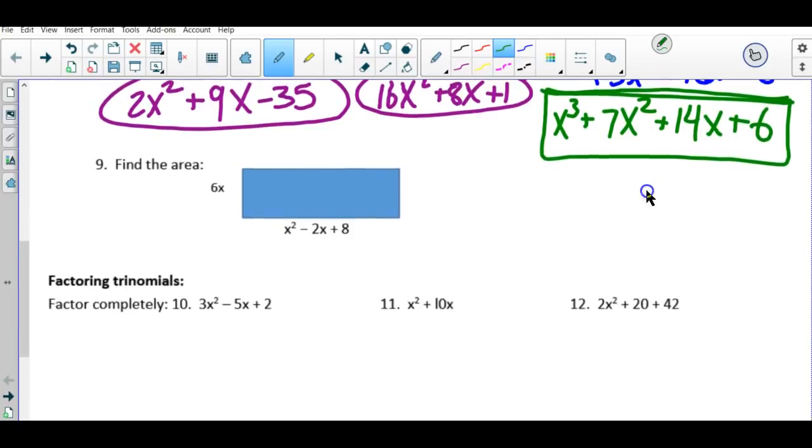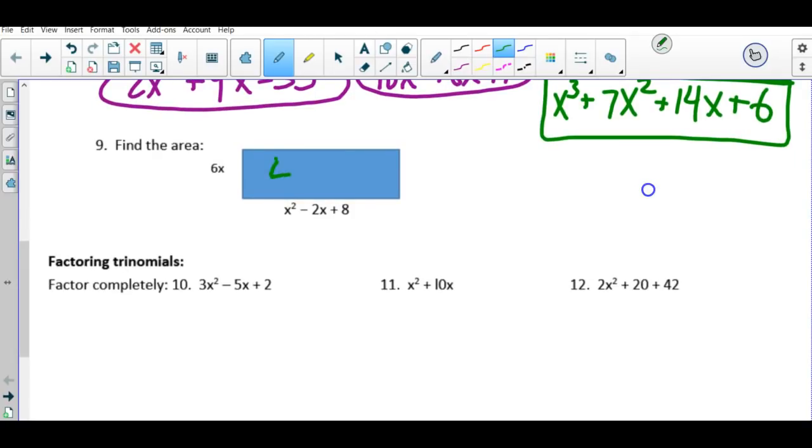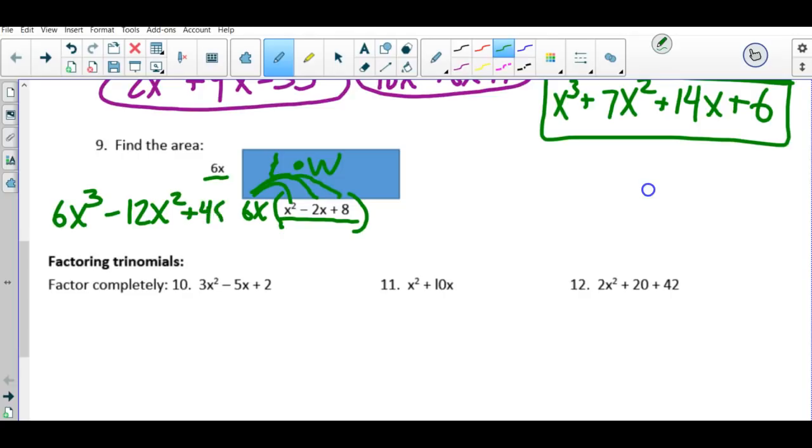Number 9, find the area. Area of rectangle is length times width. So we're taking the length, multiplying it by the width. That's just a distribution problem. So parentheses around there and a 6x on the outside. 6x times x squared is 6x to the third minus 12x squared plus 48x. So just a multiplication problem set up a little bit differently than you're used to seeing.